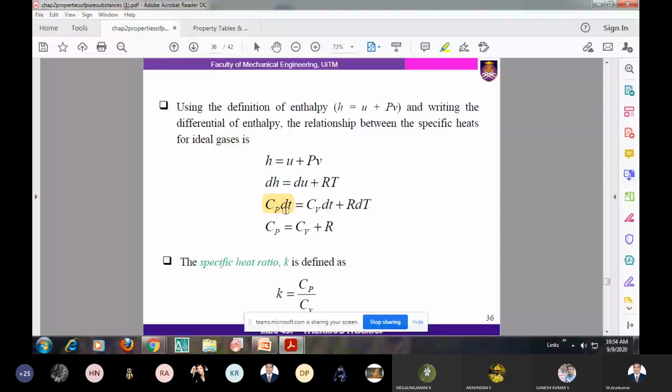And this dU can be replaced as Cv dT, because Cv is equal to dU by dT. So we replace these two terms, and since the temperature difference dT is the same in all terms, we can cancel it. So we have Cp equal to Cv plus R. From this equation, R, the ideal gas constant, will be Cp minus Cv. If you want to find R, you can use Cp minus Cv.